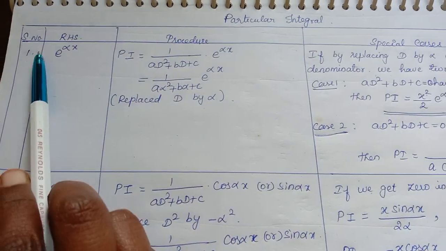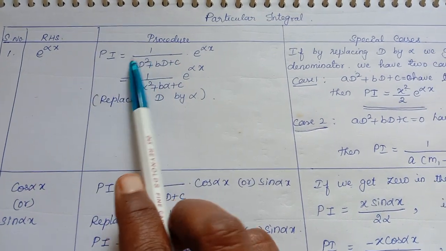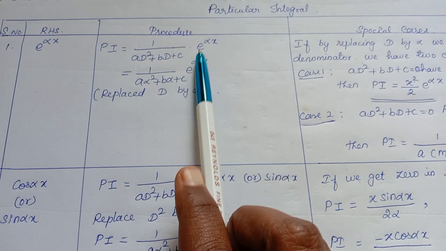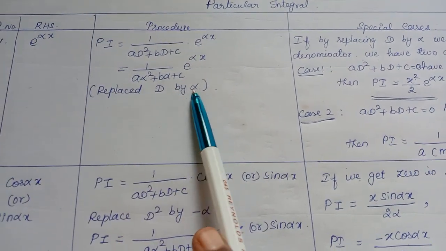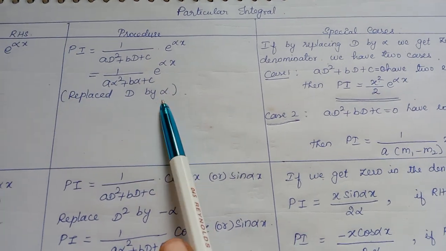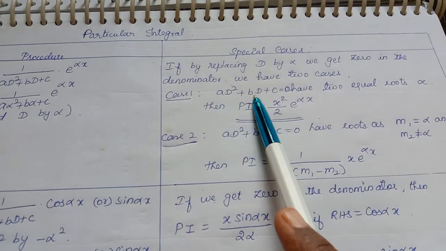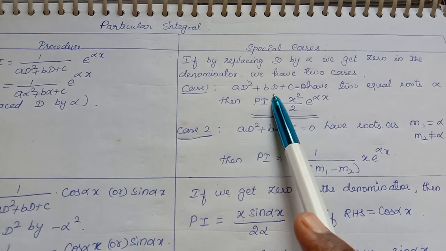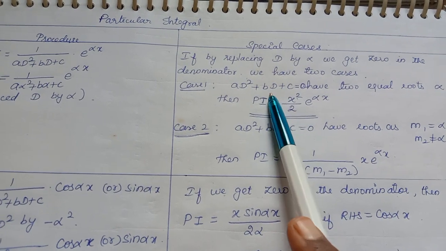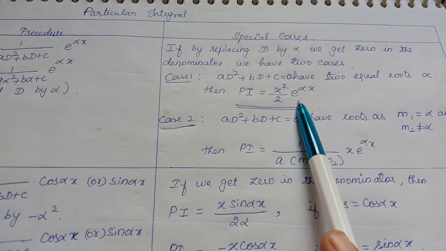So the first case is right hand side is of the form e power alpha x. The particular integral is 1 by a D square plus bD plus c, e power alpha x. What's the replacement? D is replaced by alpha. Suppose while doing this replacement, you may get 0. In that case, look at the solution of this equation that you already found out in the complementary function. If the roots are equal, then the particular integral you can directly write as x square by 2 e power alpha x.